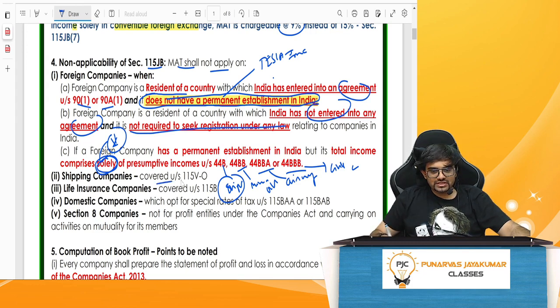Shipping companies go under 115VO. Life insurance companies, separate Act of Parliament. Domestic companies which opt for special rate of tax under 115BAA, BAB: if you opt for special rate of taxation under 115BAA, BAB, then for domestic companies MAT will not apply.